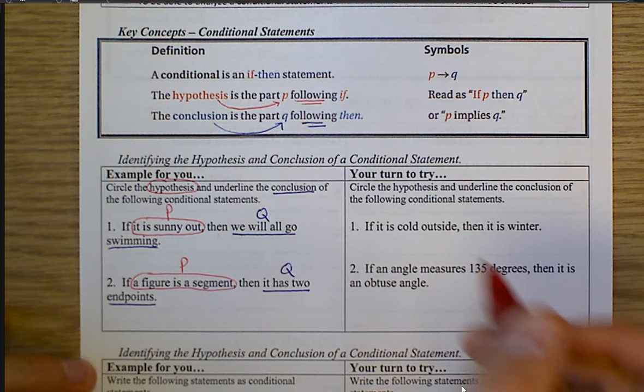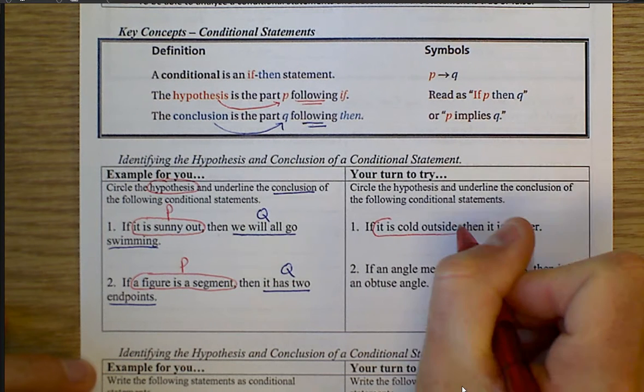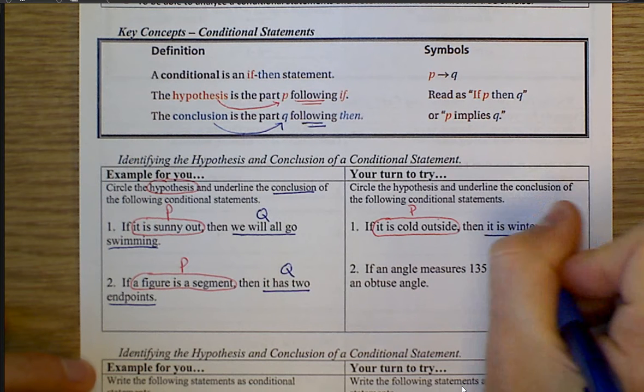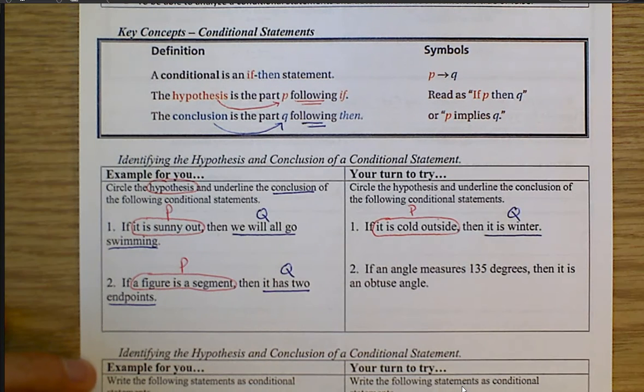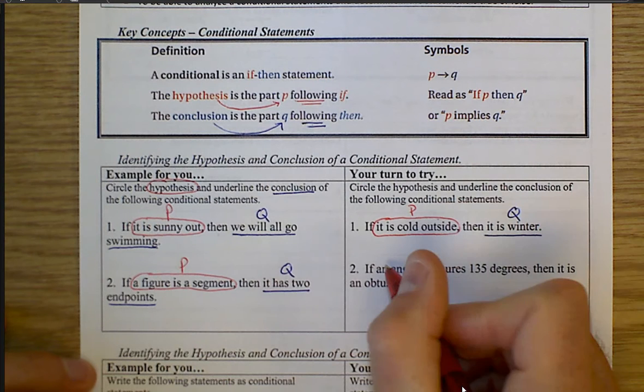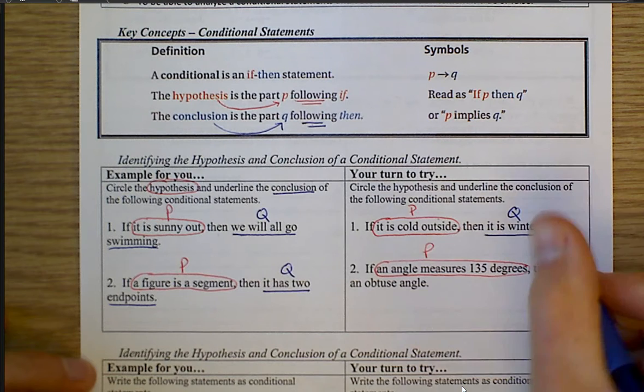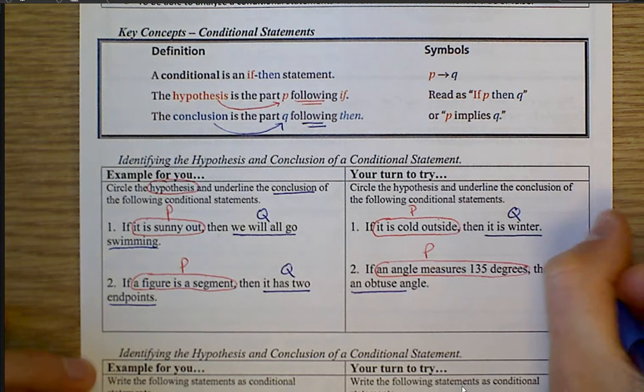If it's cold outside, so it is cold outside. Do not circle if. That's your P. Then it is winter. Underline it as winter. That's your Q. If an angle measures 135 degrees, so all of that is your P. Then it is obtuse. That is your Q. Okay?